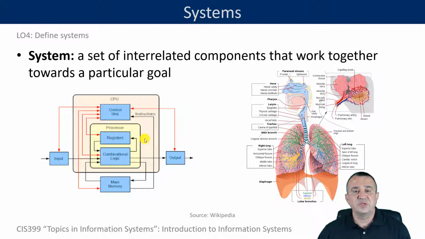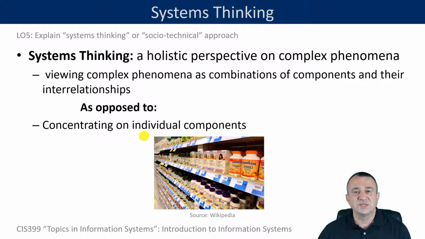Now, in relation to this concept of a system, which I think is pretty clear, there's also something called system thinking. This concept has been around for decades. I think it was born in engineering when organizational psychology started to look at certain engineering phenomena. System thinking is also important to the information systems field, although I would argue it's important in all facets of life. So what is system thinking? Briefly, it's a holistic perspective on complex phenomena. System thinking forces you to view complex phenomena as a combination of components and their interrelationships, as opposed to oversimplifying things by concentrating on individual components.